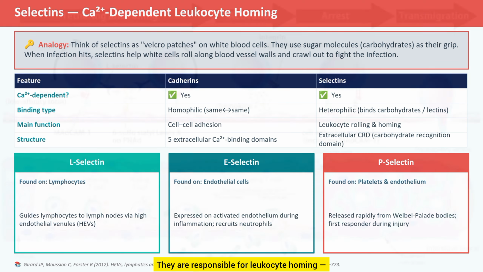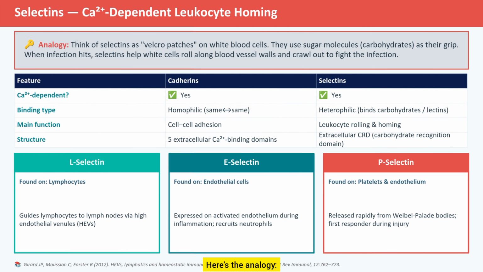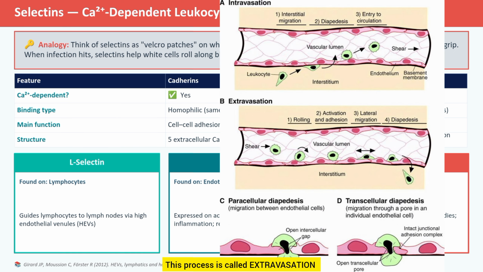They are responsible for leukocyte homing, the process by which white blood cells circulating in the blood are guided to tissues during infection or inflammation. Here's the analogy. Imagine your white blood cell is a bus traveling through a blood vessel highway. When there's an infection somewhere, the endothelium, the lining of the blood vessel, puts up a slow down sign using selectins. The white blood cell slows down, starts rolling along the vessel wall, then eventually crawls out of the blood vessel into the tissue. This process is called extravasation.